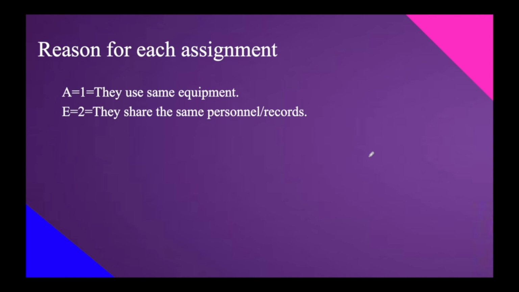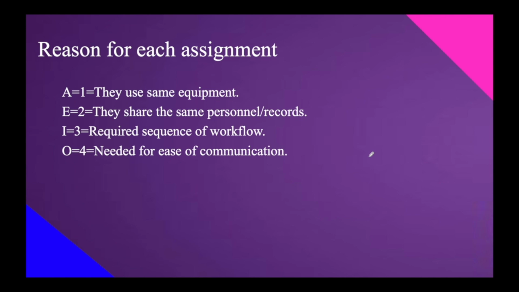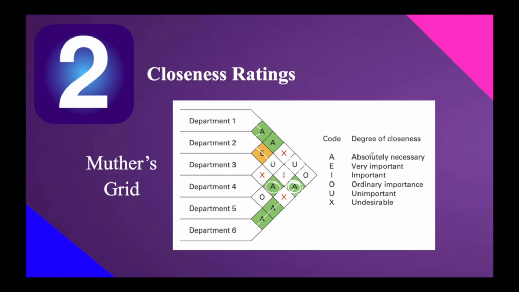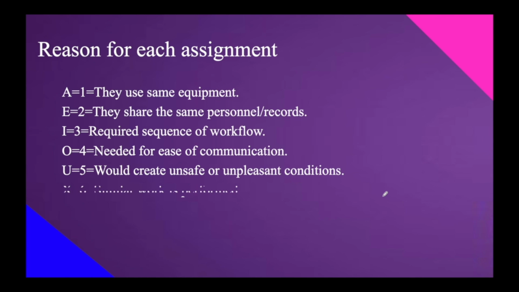E is number 2 because they share the same personnel or records. I is equivalent to number 3 because they required sequence of workflow. O is 4 because they needed for ease of communication. U for 5 would create unsafe or unpleasant conditions. Ano ba yung U? Unpleasant conditions kapag nagtabi sila. And X is 6, similar work is performed.